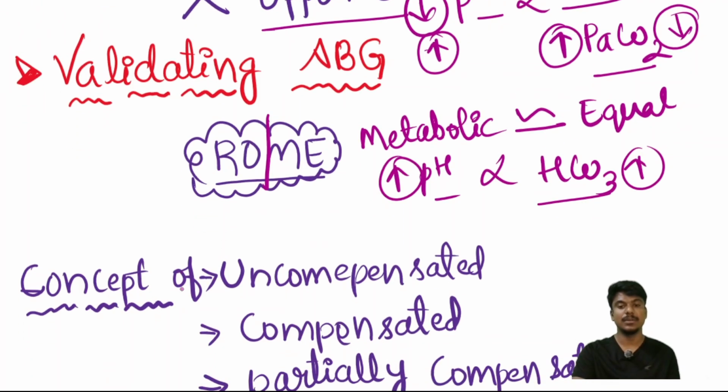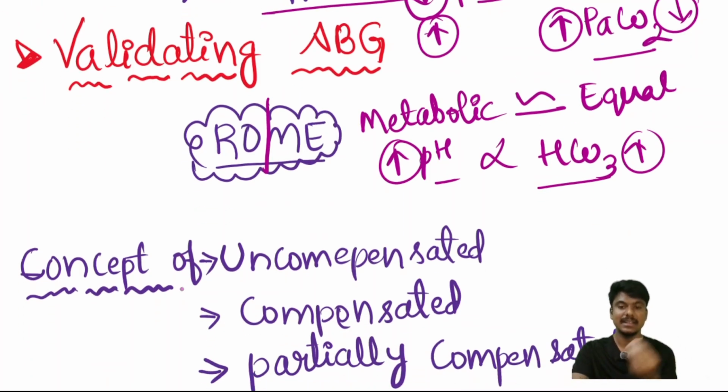Now I'm escalating the topic to a higher level. We'll see what you mean by uncompensated, compensated, and partially compensated respiratory acidosis. These three terminologies are very important. Nowadays they ask not only simple ABGs, they give you advanced ABG levels and ask you to validate and interpret them. So you have to be clear with the concept of compensated, uncompensated, and partially compensated ABGs.